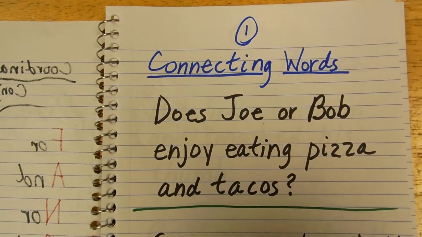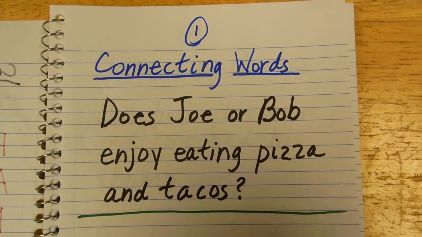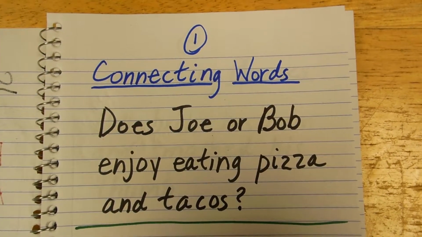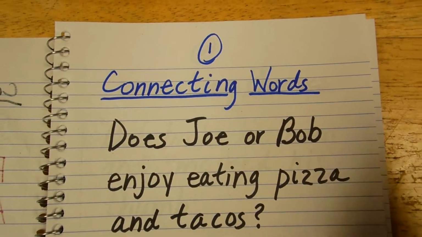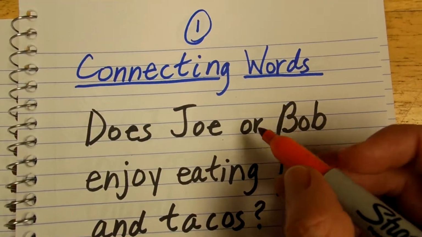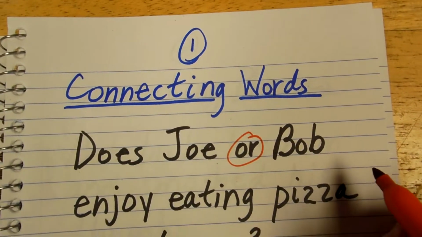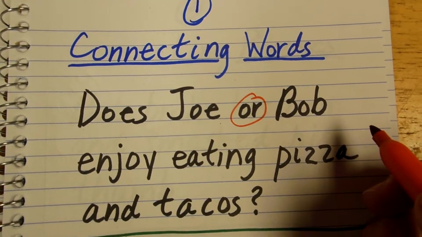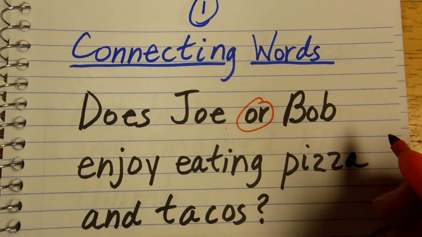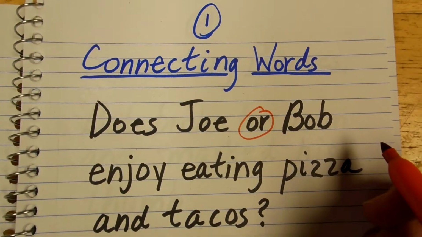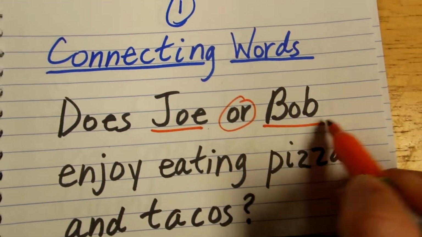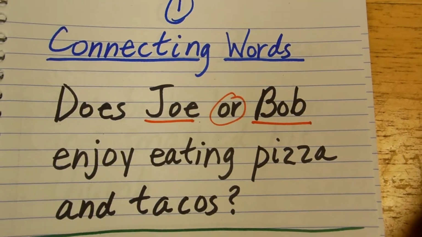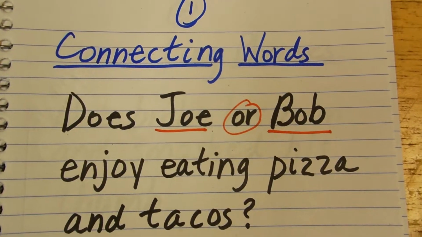Connecting words. Here's a sentence. Does Joe or Bob enjoy eating pizza and tacos? The first thing we need to do is figure out what our conjunction is here. Our conjunction in this particular sentence is the word or. The next question is, what is it connecting? It's obviously connecting words, so we need to figure out what words it's connecting. In this case, we can underline Joe and Bob. Those two things are being connected with the coordinating conjunction or.